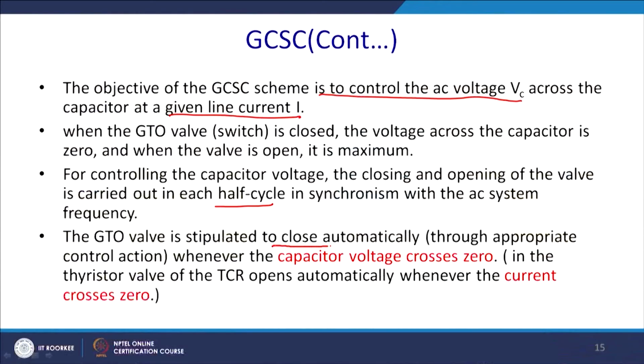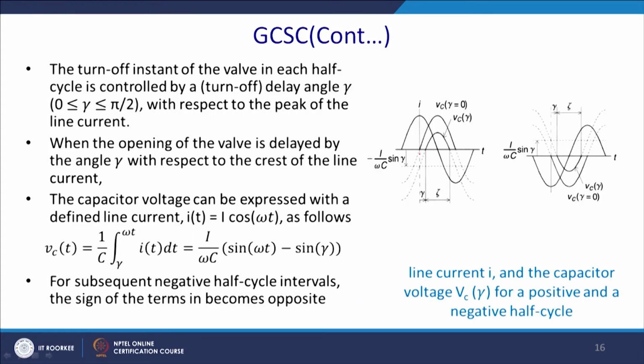The GTO valve is stipulated to close automatically through the appropriate control action wherever the capacitor voltage crosses 0. In the thyristor valve, the TCR opens automatically whenever current goes 0. So, that is the way it will operate. So, let us see the waveform of it. This is the current and ultimately it leads the voltage by 90 degree.